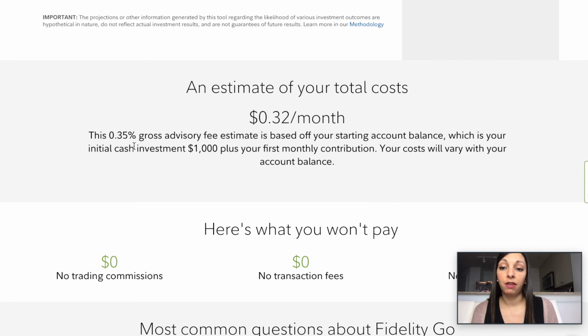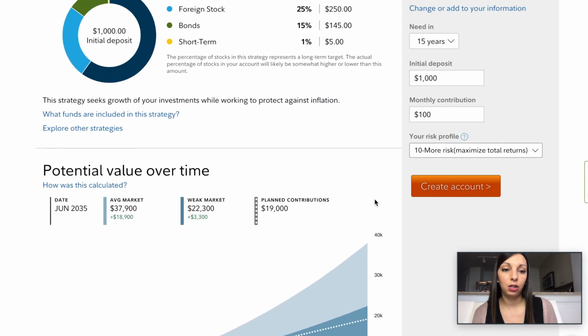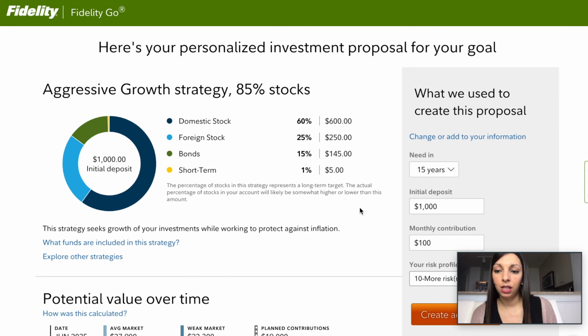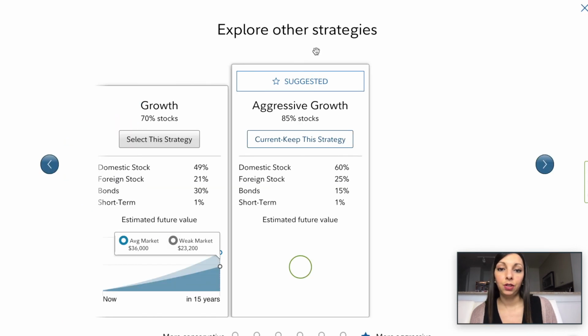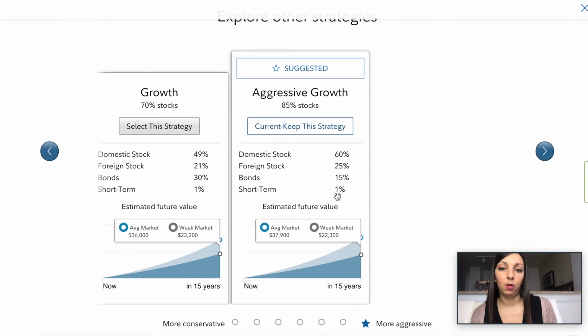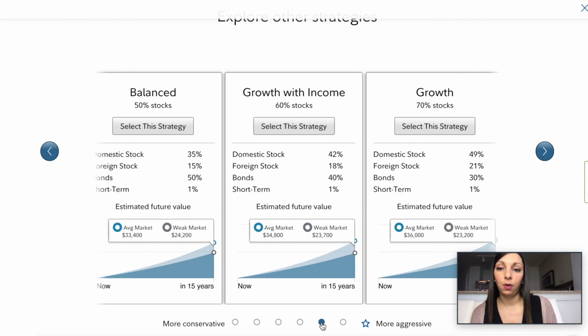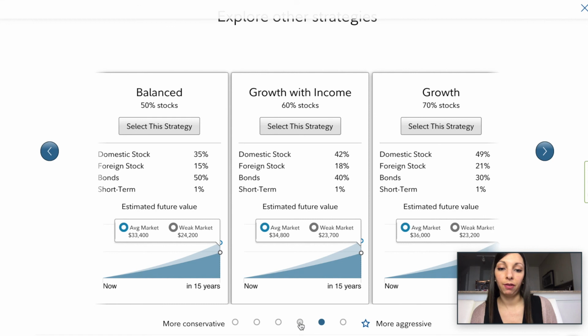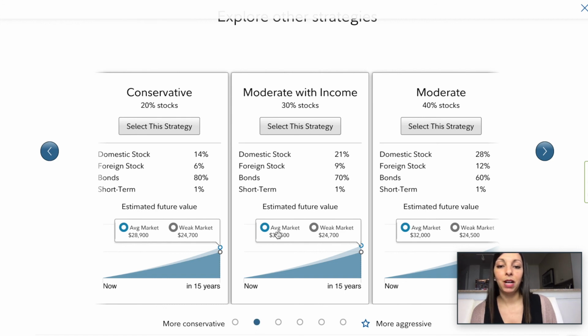So this is 0.35%. Let's see, if you wanted to look at another option, let's see, explore other strategies. So here was the suggested one based on the questions that we were asked, but you can scroll through, see this is more conservative, this is more aggressive. So if you want to just see what does a more conservative approach look like, it does give you the average return or the low end. So that's pretty nice. They're not showing the high end because that's probably too tempting for people, but I like that it shows the average because that's really what you could expect.